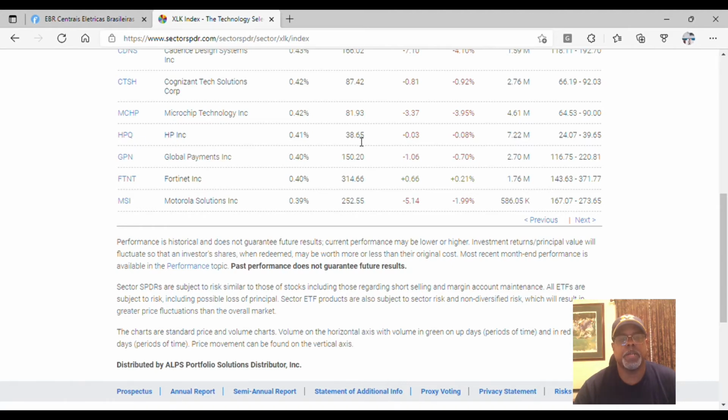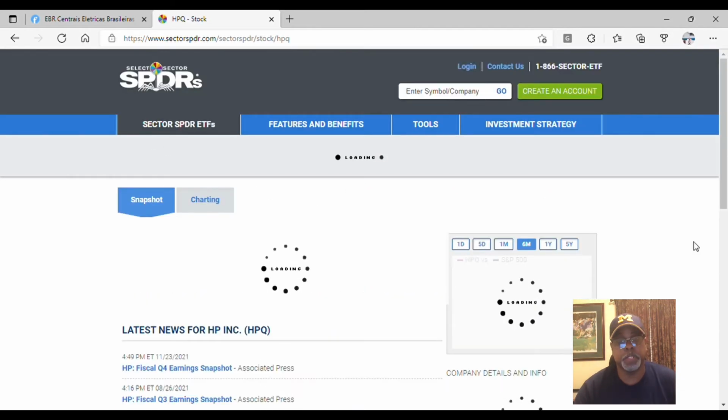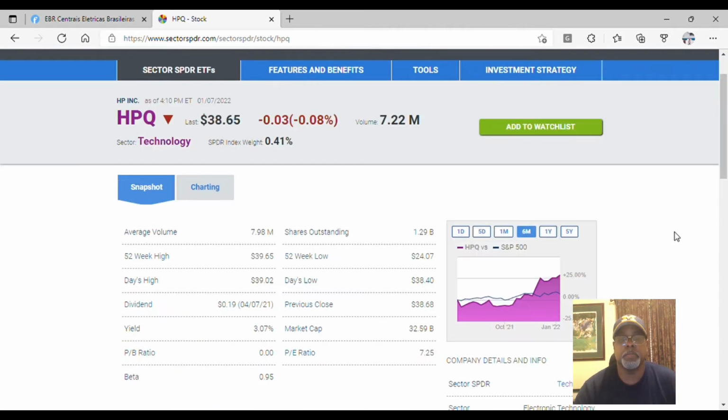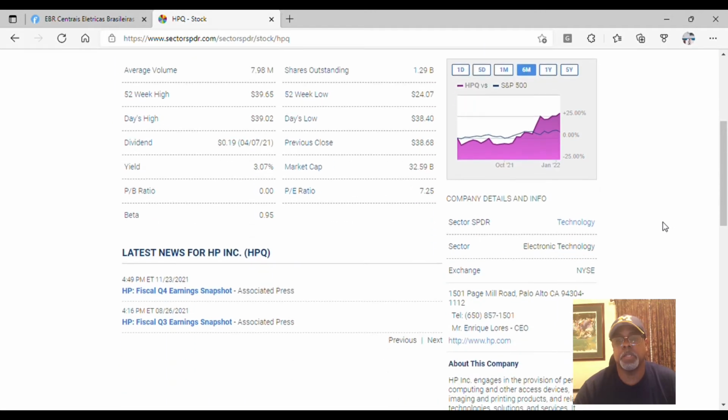So now if we click on it, it'll tell us all about the company, and then it will also give us the PE ratio and all of that. If you want to do fundamental analysis, you can do that by clicking on here. It'll show you how it's compared to the S&P 500. The S&P 500 is the blue line here, and the purple is the stock itself. And see, it's actually outperformed the S&P 500 in the last 6 months.